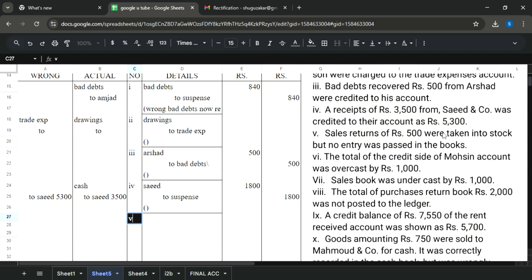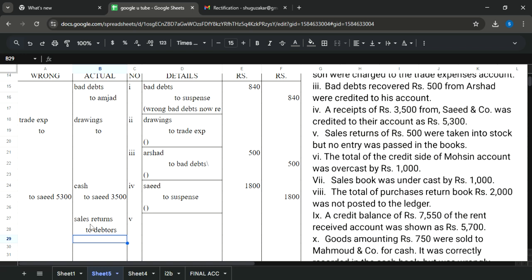Sale return were taken into the stock. Sale returns are actually to be written on debit side because goods are coming in. So sales return to. Second thing is from whom these returns are coming back. Those are your debtors. Now let's see what mistake they have done. Sale return taken into the stock but no entry was passed in the books. Please underline this word, books.